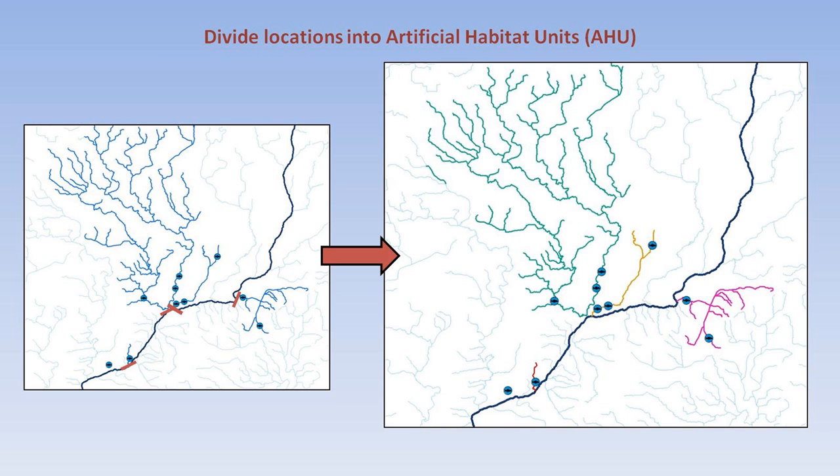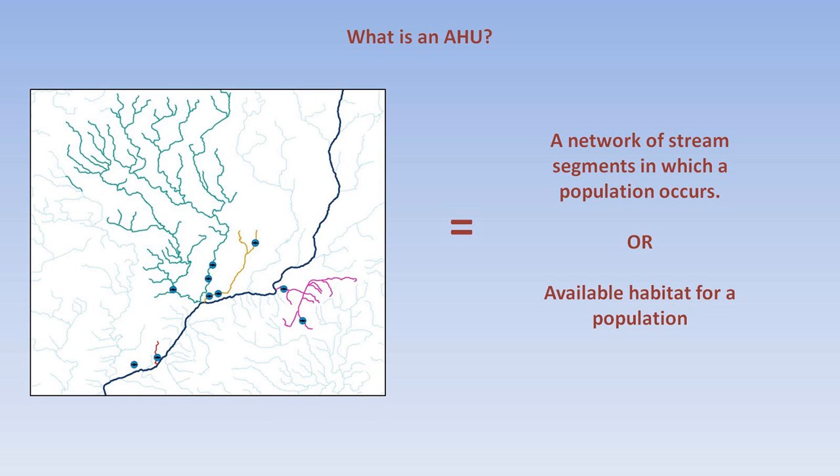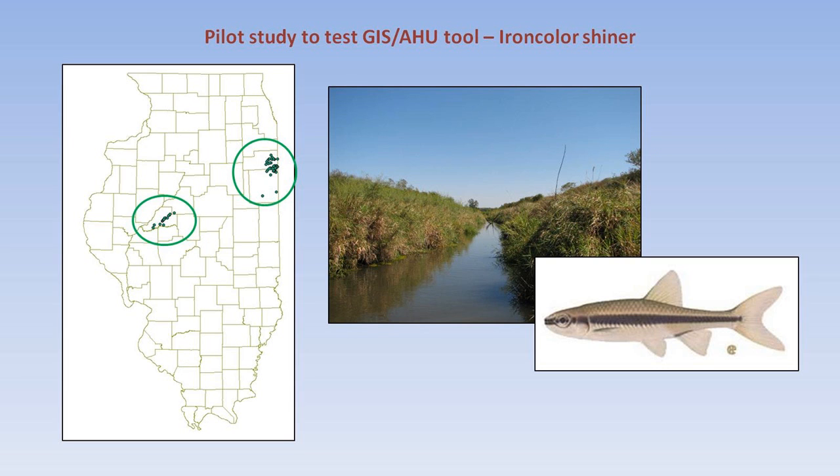artificial habitat units. And these artificial habitat units can be defined as the network of stream segments in which the population occurs, or, in other words, the available habitat in terms of a stream network for an isolated population. And GIS gives us a visualization that looks something like this.